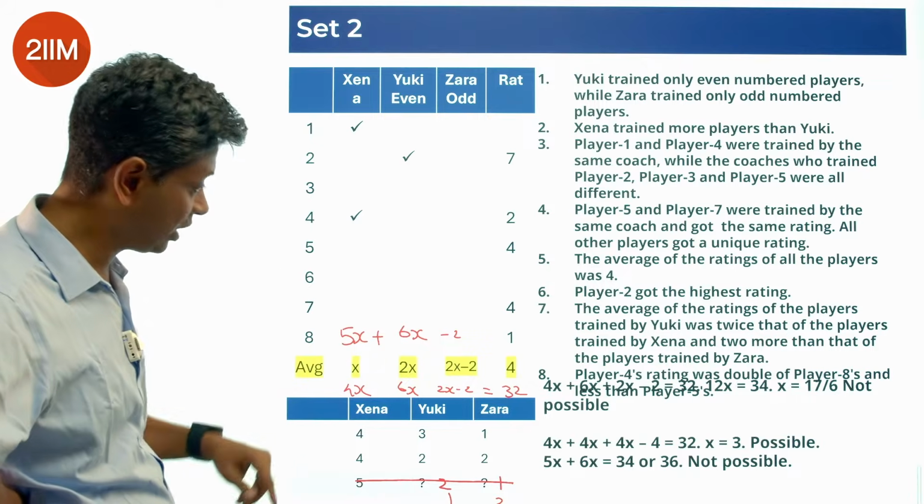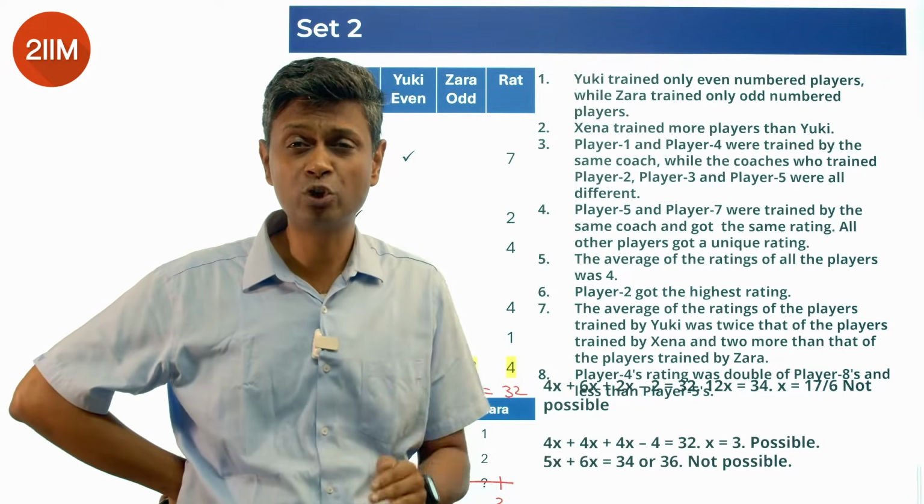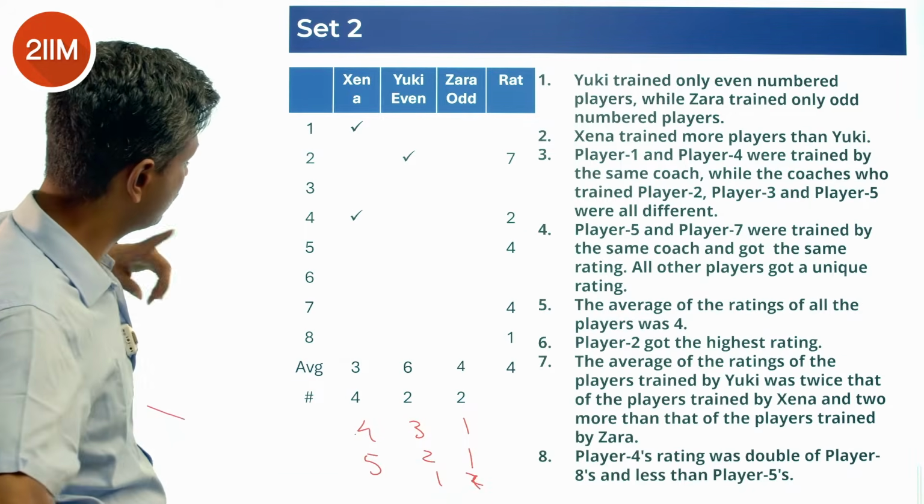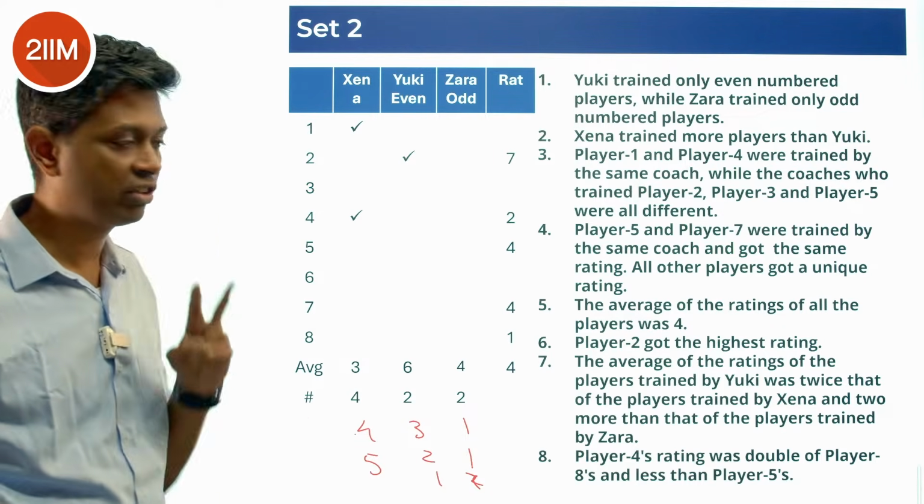So this number of entities here cannot be 5. It cannot be 4, 3, 1. It has to be 4, 2, 2. That means the number of people Zena has trained is 4, Yuki has trained is 2, and Zara has trained is 2.